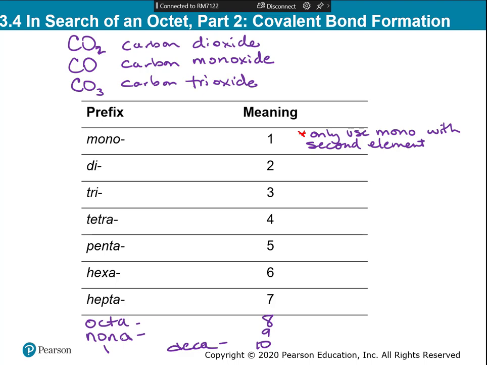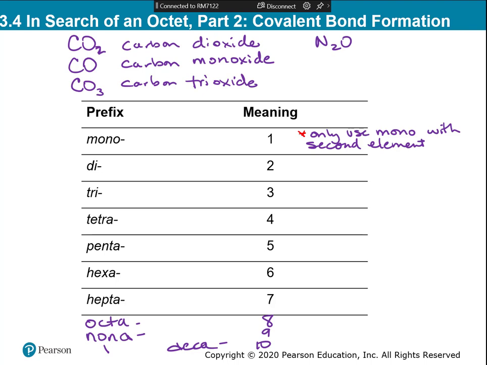Now, what if the first element is not just a 1? So what happens if I have N2O? I have to define the number of nitrogens. It's not just the second element you have to put a number prefix in front of. I need to put a number prefix in front of the first element as well. But I still keep the whole name of the first element, first part of the second element plus IDE. So in that respect, it's a lot like how you named plain ionic. But I've got to add a number prefix, and it might sound strange, but the more you practice it, the more normal it starts to feel.